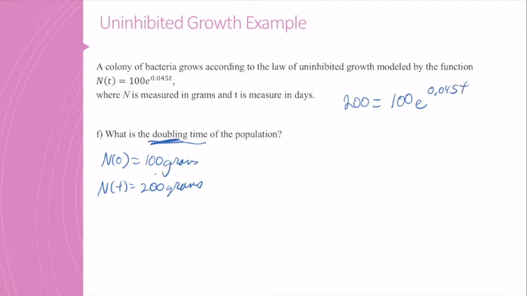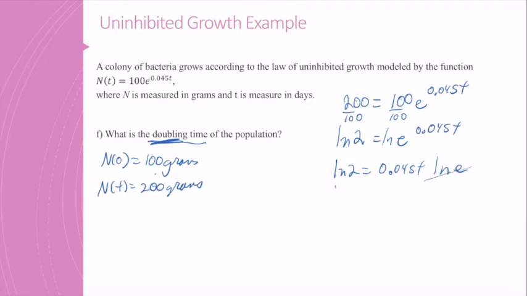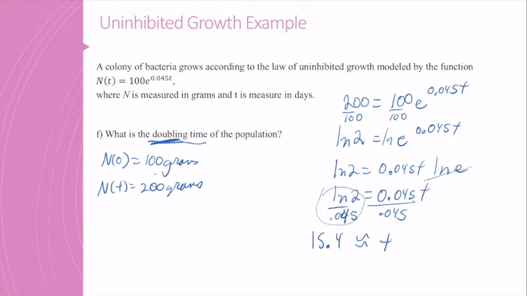I go ahead and divide both sides by 100. So I get 2 equals e to the 0.045t, and then you guessed it, we have to take the natural log of both sides. So I have the natural log of 2 equals 0.045t natural log of e, which cancels because the natural log of e is 1. So I have the natural log of 2 equals 0.045t. I then divide both sides by 0.045. So I get t is about 15.4 days when I plug this into my calculator.